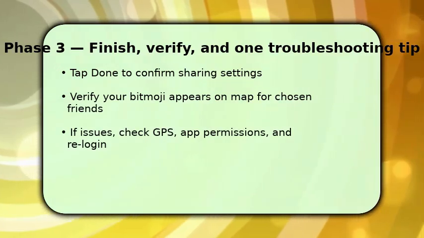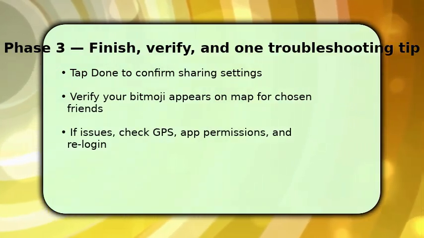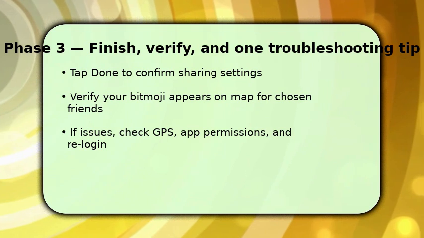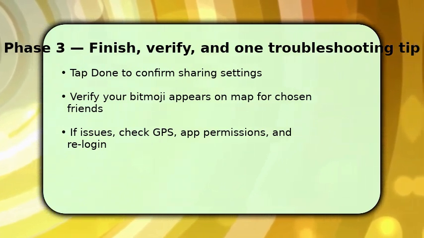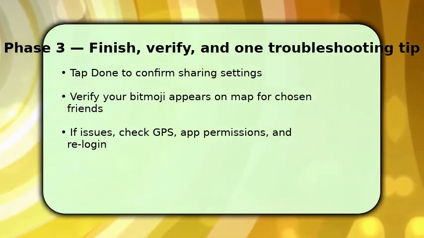After choosing friends and duration, tap Done to confirm. Snapchat will begin broadcasting your live location to those selected. You should see your Bitmoji on the map for people who can view you.